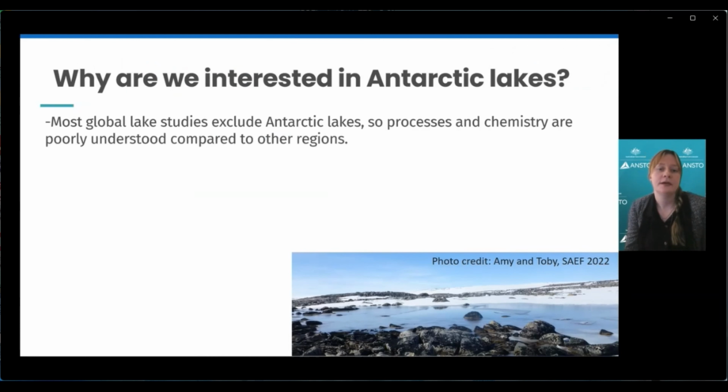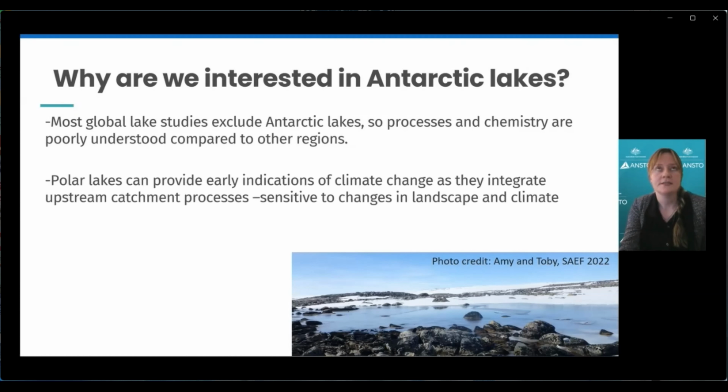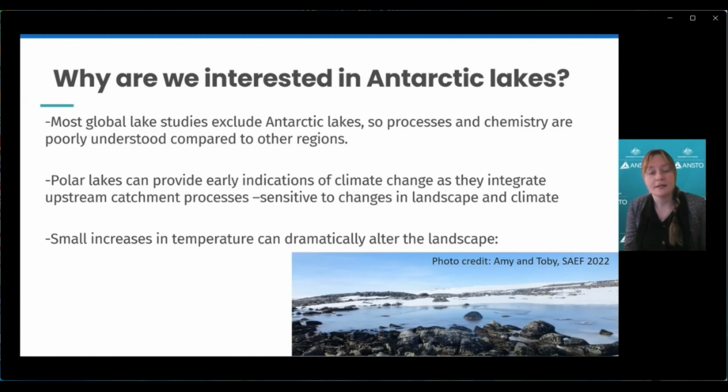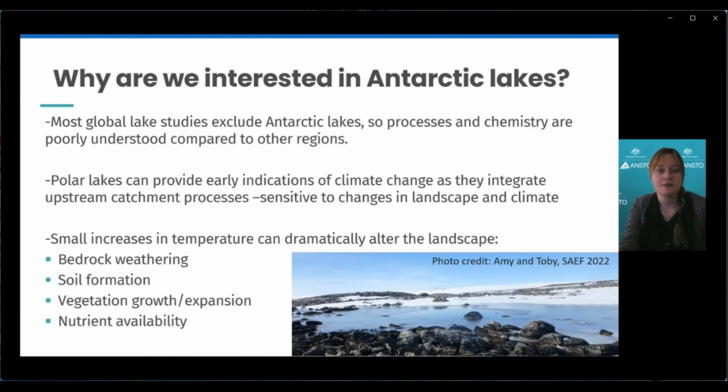Antarctic lake studies are important as polar lakes are early indicators of climate change. In particular, ice-free Antarctic lakes integrate a range of upstream catchment processes and are therefore very sensitive to changes in the climate and the landscape. For example, changes in temperature can dramatically alter water availability, and that can cause shifts in bedrock weathering, soil formation, vegetation growth and expansion, nutrient availability and microbial compositions, and all of those things can affect the water chemistry of Antarctic lakes.